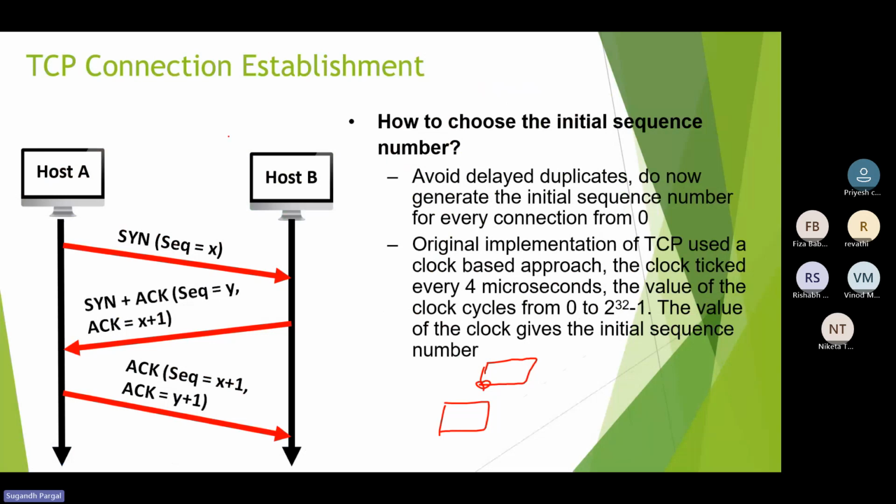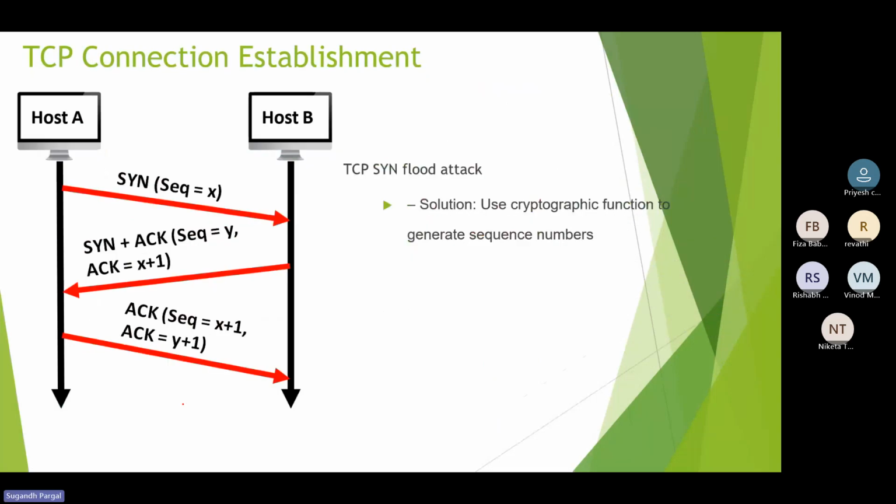So how host A communicates with host B: as you can see, it sends this SYN, the synchronization message, to host B with the sequence number X. Then host B sends the synchronization that the connection is established, and the acknowledgement with the sequence number Y and the next sequence number to host A. Then host A sends the acknowledgement with the next sequence number, that is X plus 1, and the acknowledgement that it wants to receive Y plus 1. This is how connection establishment is done.